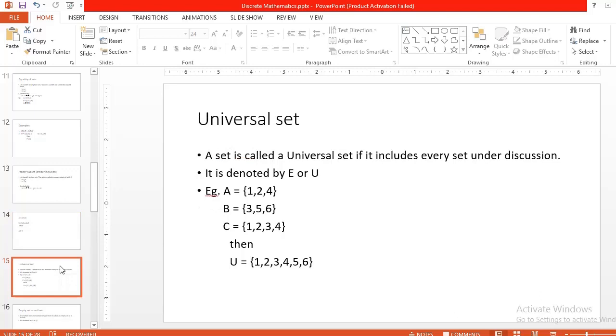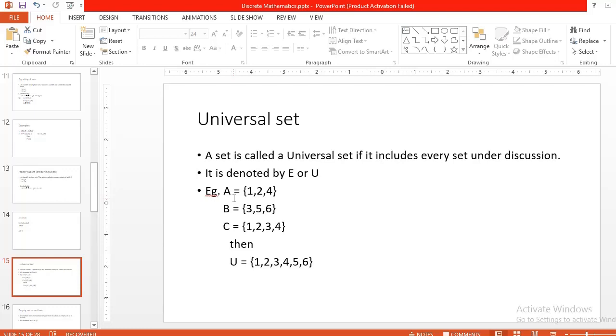Next, what is meant by the universal set? A set is called a universal set if it includes every set under discussion. So the universal set contains every set. That's why it is called a universal set, because it contains every set, and it can be denoted by the letter E or U.